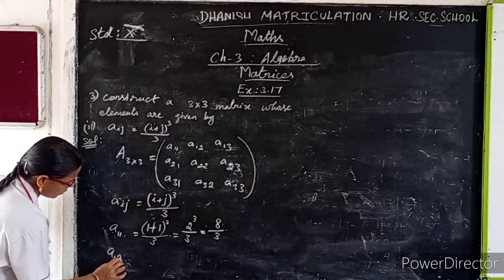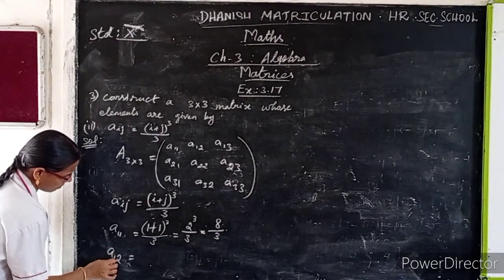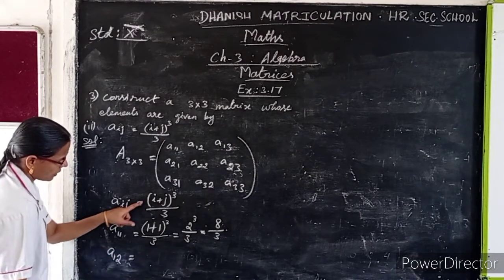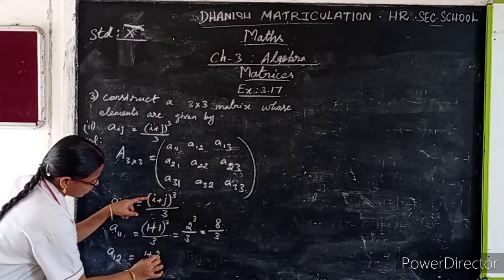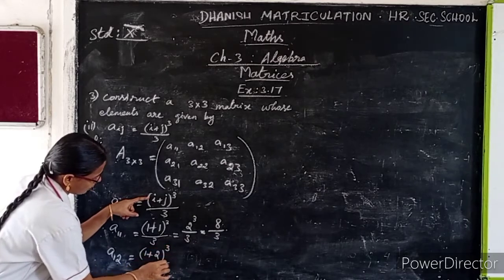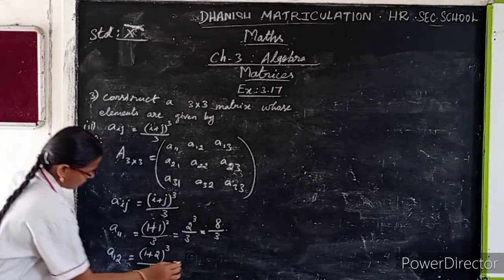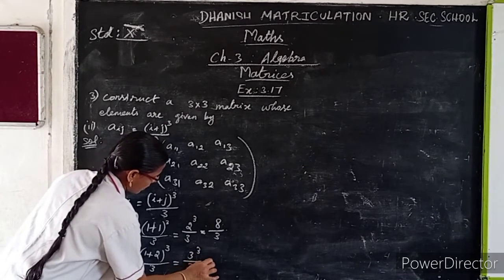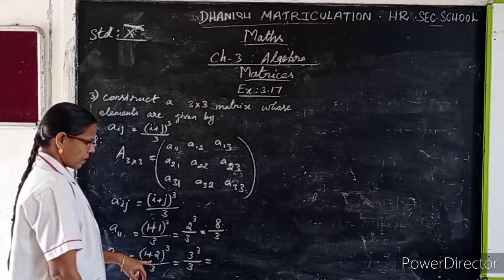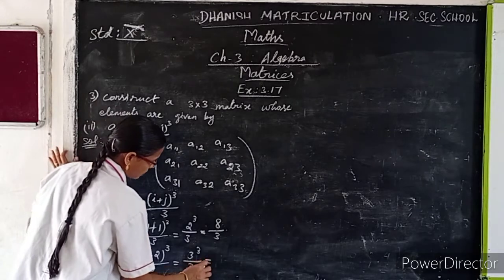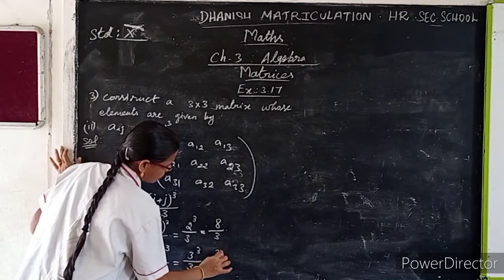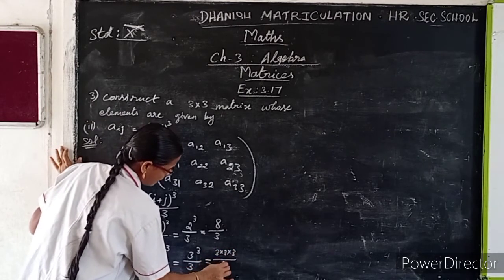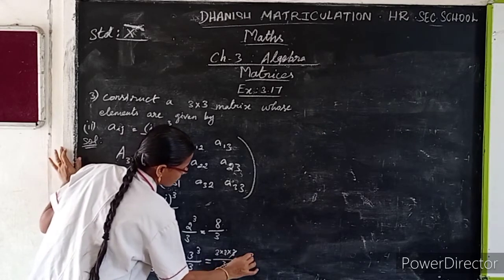Next A12. I is 1, j is 2. Here substitute. 3 cube by 3. 3 cube is 3 into 3 into 3. So 3 into 3 into 3 by 3. 3 3 get cancelled. 3 3 is a 9.